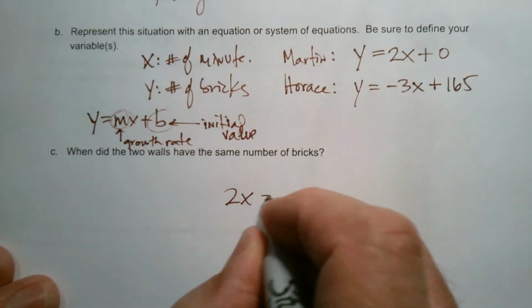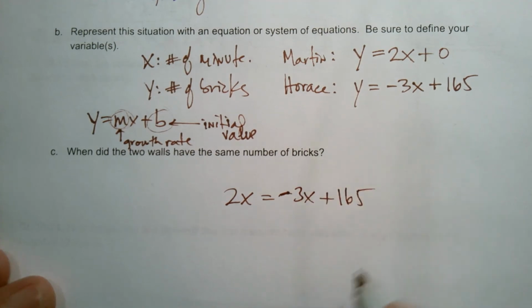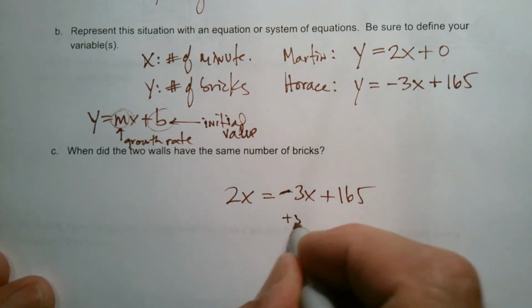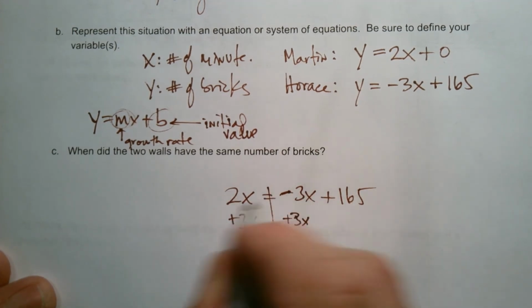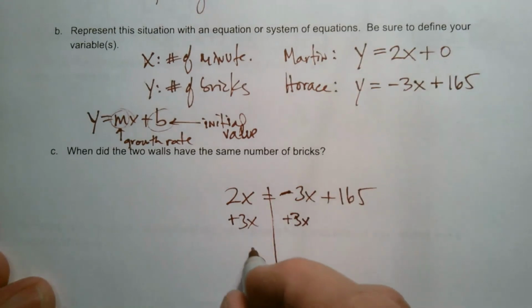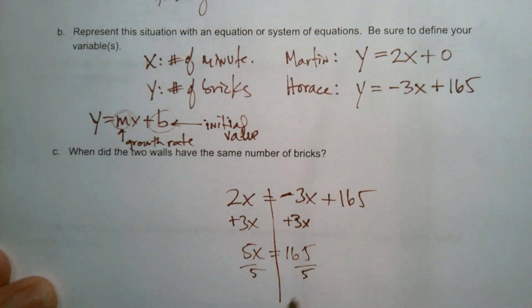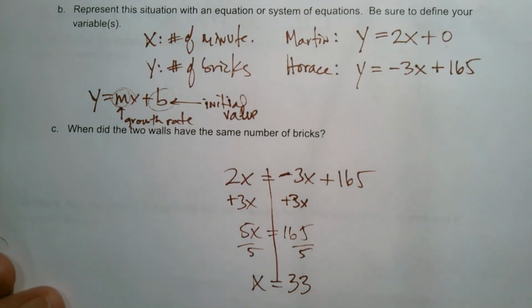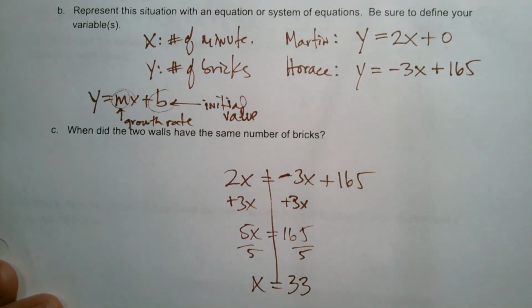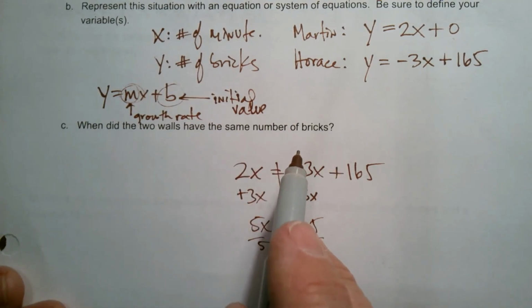I don't need the plus 0. I can just say 2x is equal to negative 3x plus 165. I add 3x. I'm solving for x because I want to know what x would make this equation true, where the y's would be equal. So I have 5x is equal to 165. Divide both sides by 5. x is equal to 33. So at 33 minutes, they had the same number of bricks in each of their walls.